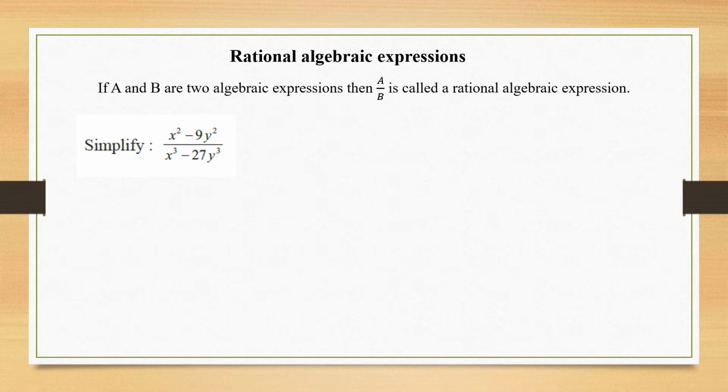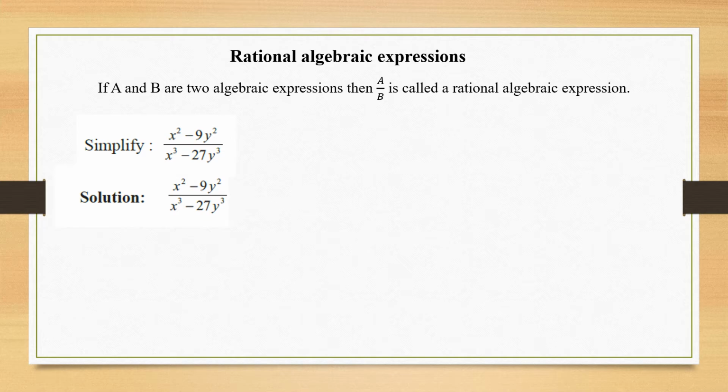Let us understand and simplify a rational algebraic expression. If you see this example, the numerator is an algebraic expression and the denominator is also an algebraic expression. Together, this fraction becomes a rational algebraic expression. So now we have to simplify and solve this particular rational algebraic expression. We'll find out the solution.